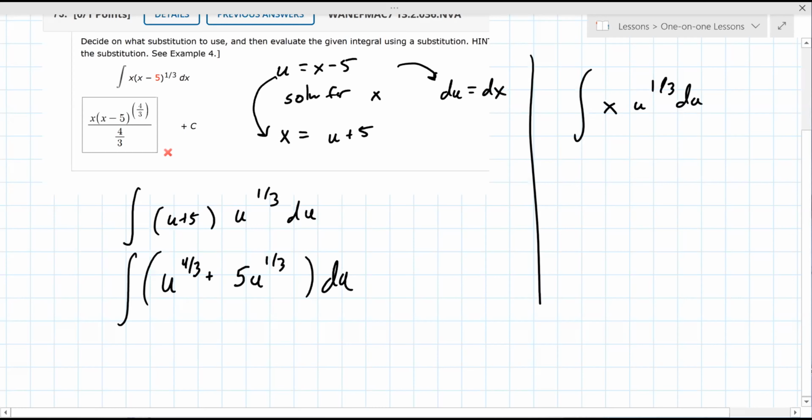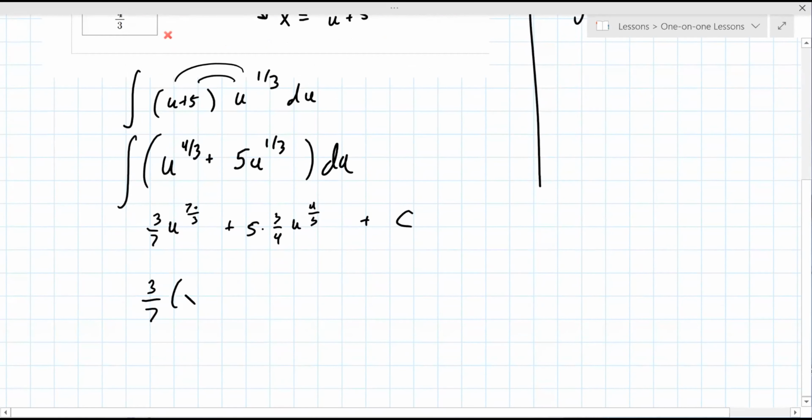Okay, so you've got u. So I just multiply in, and then you're integrating this. So it becomes u to the 7/3 times 3/7 plus u to the 4/3 times 3/4 plus c, and then u is really x minus 5. So you have 3/7 x minus 5 to the 7/3 plus 15 over 4 x minus 5 to the 4/3 plus c. Okay.